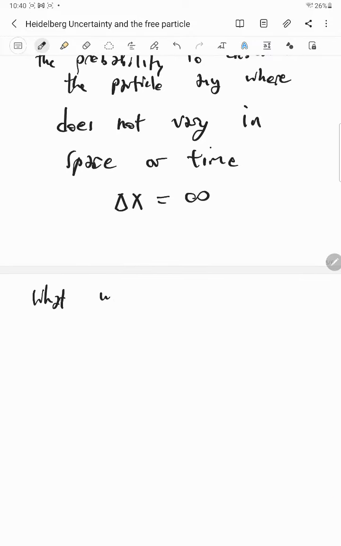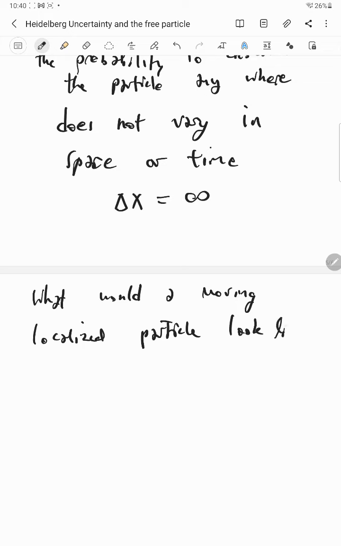What would a moving localized particle look like? Well, for one thing, if I want it to be localized, then I'd have to have something that maybe looks like this instead.